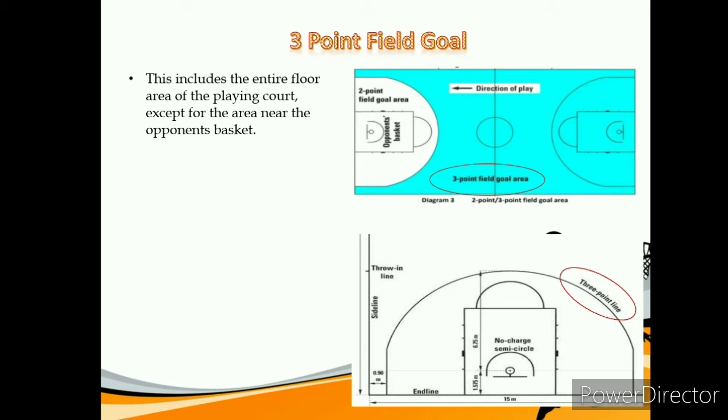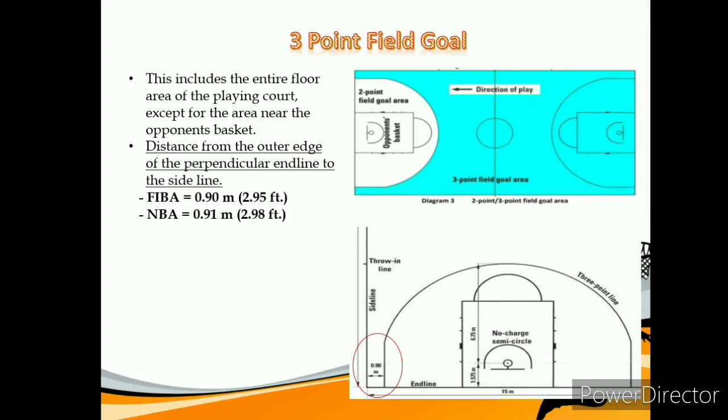However, if the player already crossed the three-point line and shoots the ball in this area, the team will get 2 points. So in terms of the measurements inside of the three-point goal area, we have the distance of the outer edge of the perpendicular end line, this area, to the sideline. In FIBA, there is a 0.90 meters or 2.95 feet gap, while for the NBA, it is 0.91 meters or 2.98 feet.